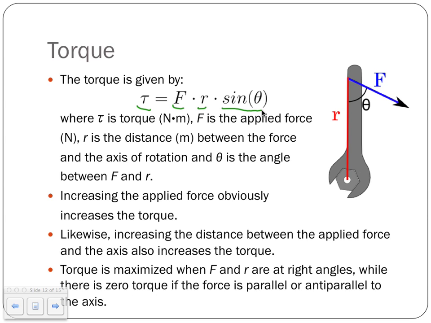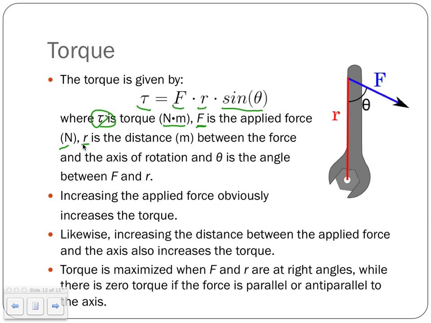Let's talk about this. Tau is the torque. It's the lowercase Greek letter tau, and its units are newton meters. F, as we said, is the applied force, which is going to be in newtons. R is the distance between the applied force and the axis of rotation, and theta is the angle between the two. And the example I'm going to give is this wrench that we have over on the right side.